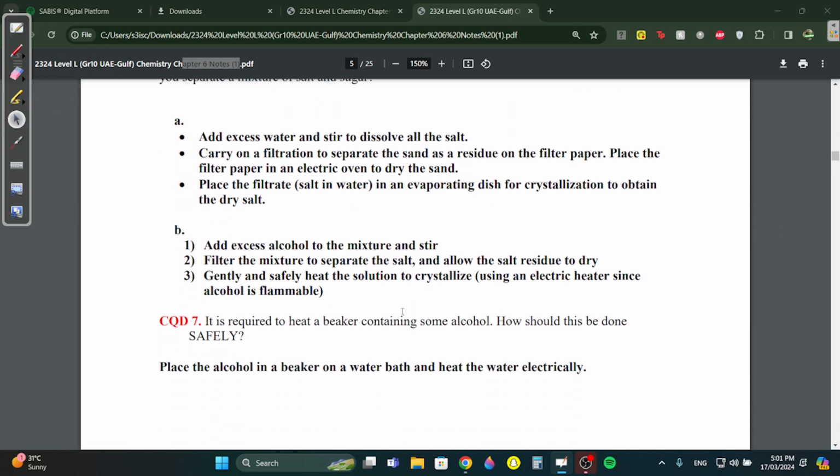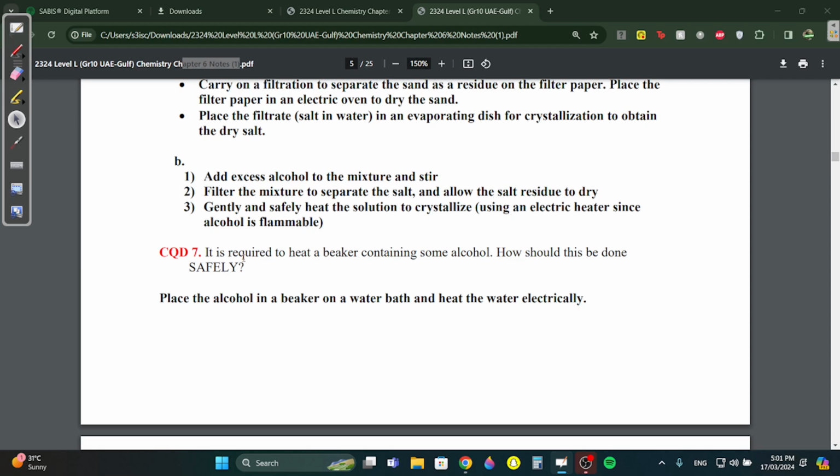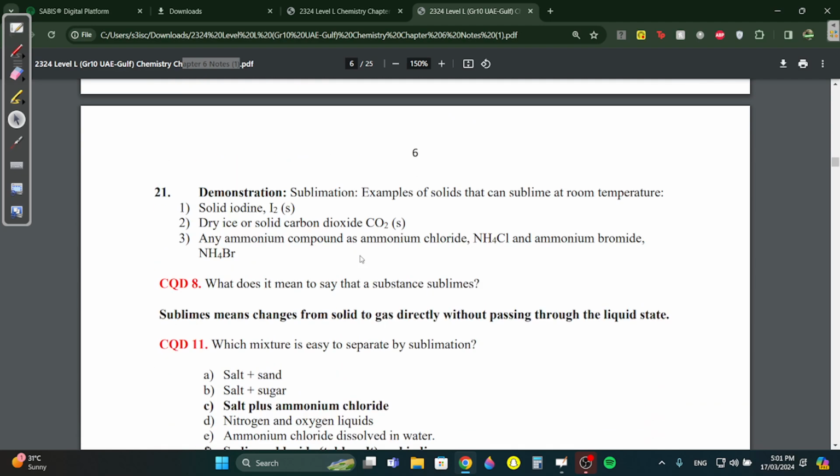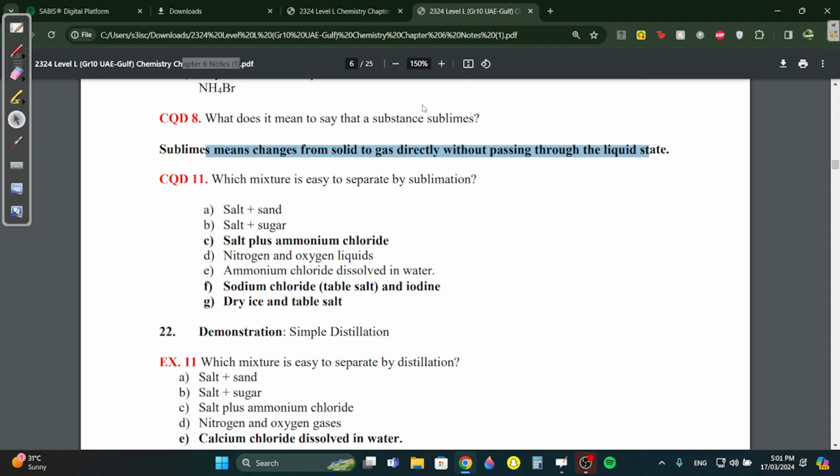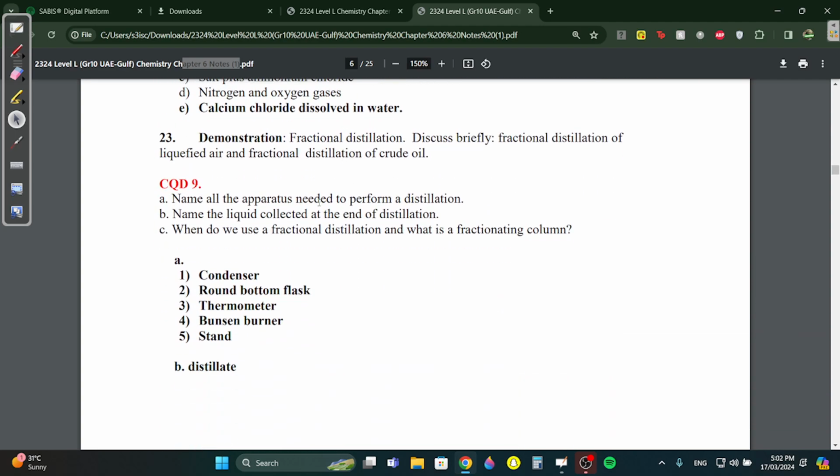I'm just gonna go through the ones I think are important. This came in term 1 final. Either on a water bath or electrically, because they're saying alcohol since it's flammable. Or sublimes: solid to gas without passing through the liquid. These are easy. Okay, yeah, this one might come.